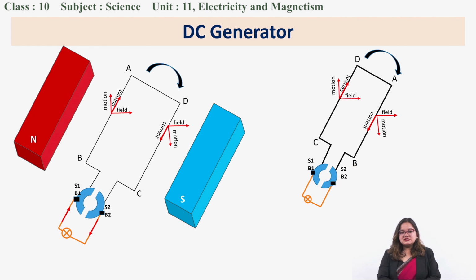So when these split rings have been reversed, or let's say when they change position, they do not change the direction of the current. Now you can still see the direction of the current is in the same direction. So they will complete one full cycle without changing the direction of the current. The current which does not change its direction is known as direct current. Since it generates direct current, we call it a DC generator.